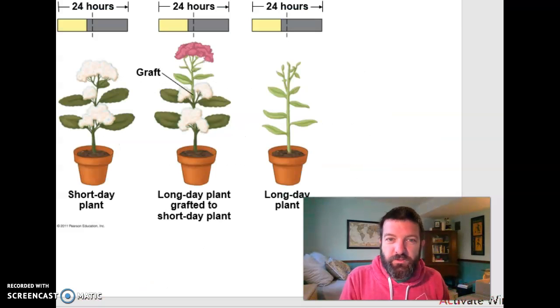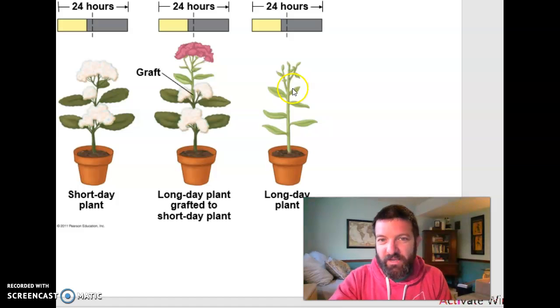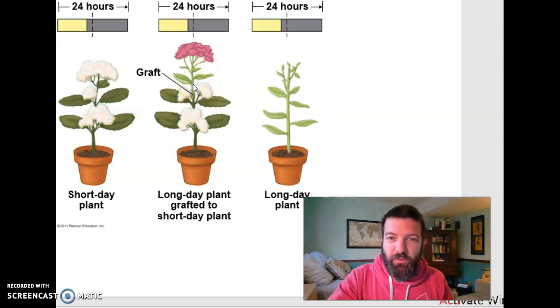And this was discovered when people did experiments where they would take a short day plant and a long day plant, right, and give them short days so that the short day plant is going to flower. But they'd graft the long day plant onto the short day plant, where conceivably it's getting the chemical signals that are coming from these leaves, and it flowers, right? You end up getting the long day plant to flower when it's grafted onto the short day plant, and it's getting the same chemical signals.